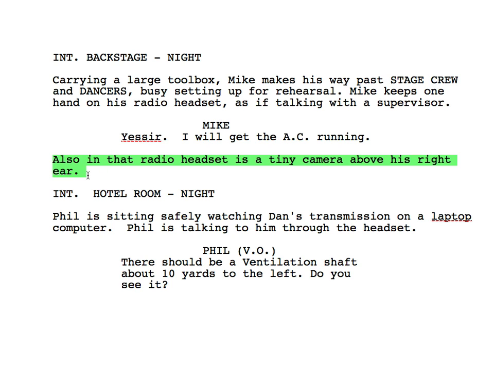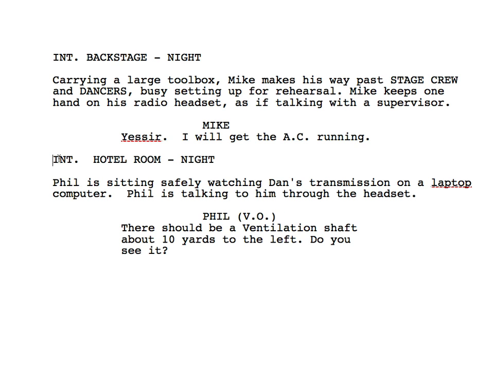Now, this is a problematic sentence below it here. Also in that radio headset is a tiny camera above his right ear. Well, unless we're going to zoom in and see that, which is, I guess, an option, you could really just kind of cut to the next scene because we're going to see stuff from Mike's perspective and we'll get it because we're not idiots and we've seen TV and movies before. Interior hotel room, night. Phil is sitting safely watching.